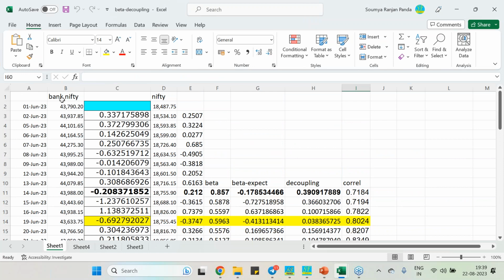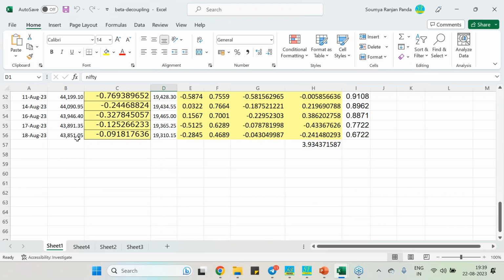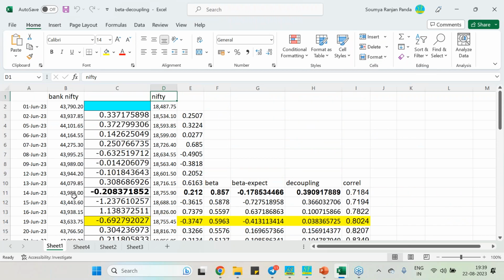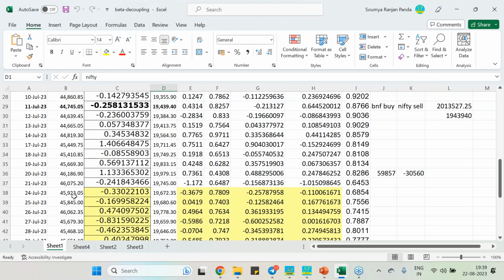So what we are going to do: suppose I have taken Bank Nifty and Nifty in the beta decoupling method, I will be taking 3 calendar months. Very carefully listen, 3 calendar months. I am in the month of August, so I'll be taking 3 calendar months. Whenever August ends and I go to September, June will move out. June data will totally go out, and July, August and September will come. So two are complete months, and one will be the running month.